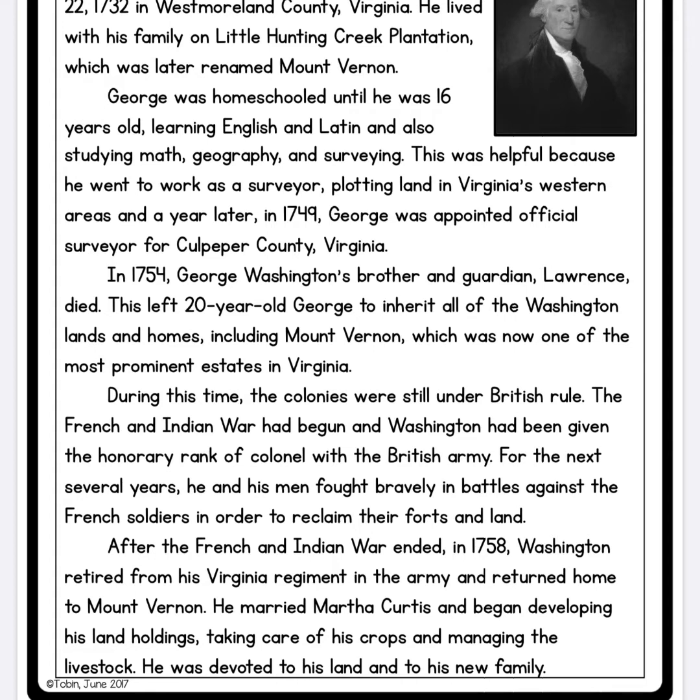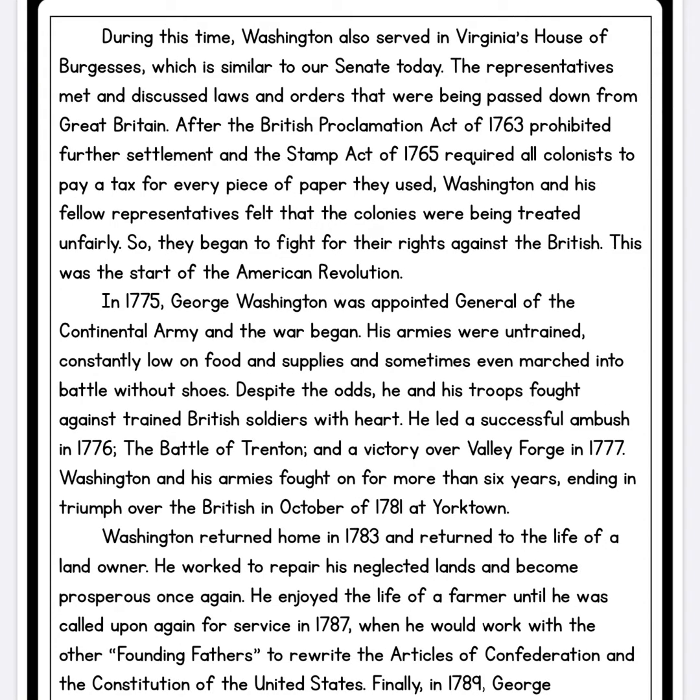After the French and Indian War ended in 1758, Washington retired from his Virginia regiment in the Army and returned home to Mount Vernon. He married Martha Curtis and began developing his land holdings, taking care of his crops, and managing the livestock. He was devoted to his land and to his new family. During this time, Washington also served in Virginia's House of Burgesses, which is similar to our Senate today. The representatives met and discussed laws and orders that were being passed down from Great Britain.